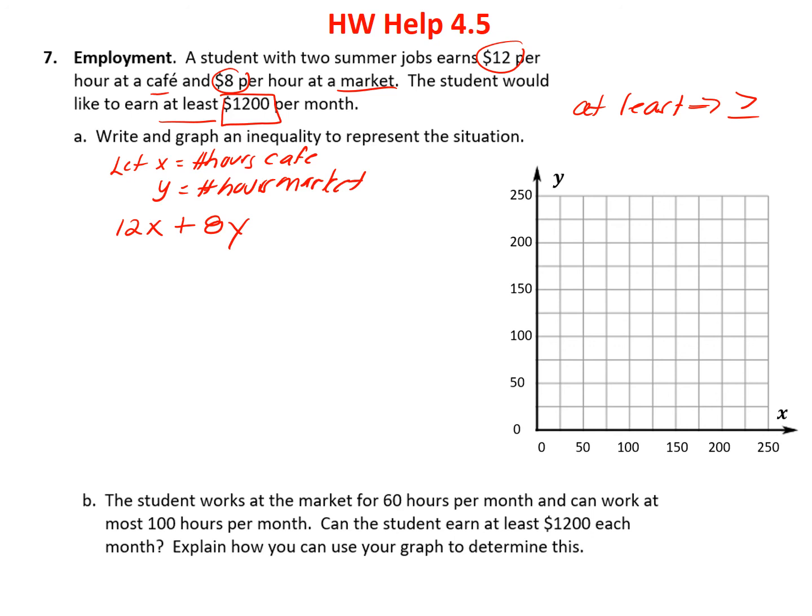It's like saying you have to be at least 16 years old to get your driver's license. Well, you can be 17 or 18. You can be older, but you can't be less than. At least is the smallest number you can be, but you can be greater than. So our inequality is going to be greater than or equal to, at least, $1,200. Okay? So let's look at our boundary line first. Our boundary line is simply 12x plus 8y is greater than or equal to 1,200.